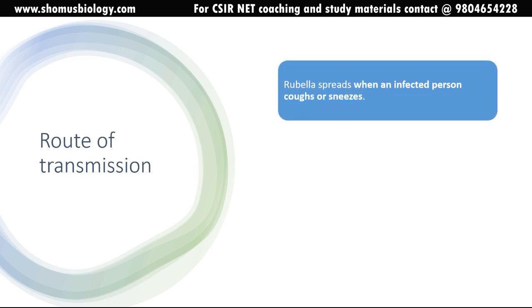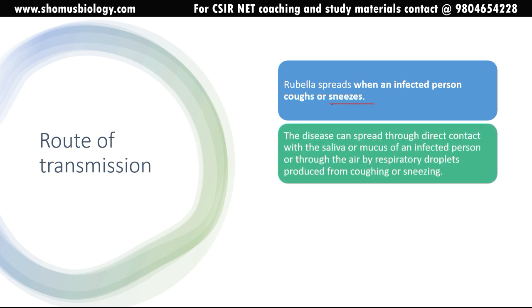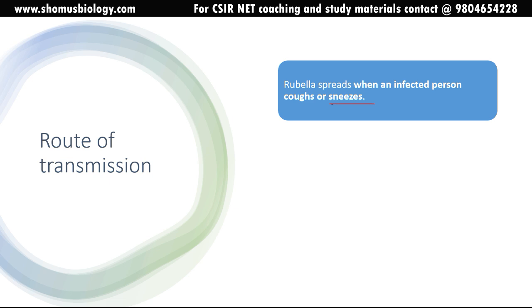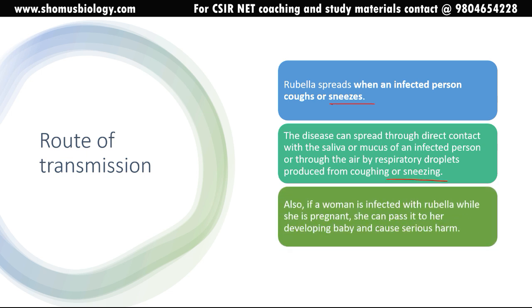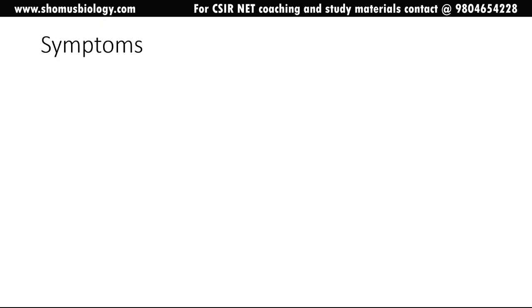The route of transmission: rubella spreads when an infected person coughs or sneezes. The virus particles are present in the air, and other people may catch it from there. The disease can spread through direct contact with the saliva or mucus of an infected person, or through the air by respiratory droplets produced from coughing or sneezing. Also, if a woman is infected with rubella while she is pregnant, she can pass it to her developing baby and cause serious harm to the baby. This is unique about this virus, because it can move through the placental barrier into the growing baby.